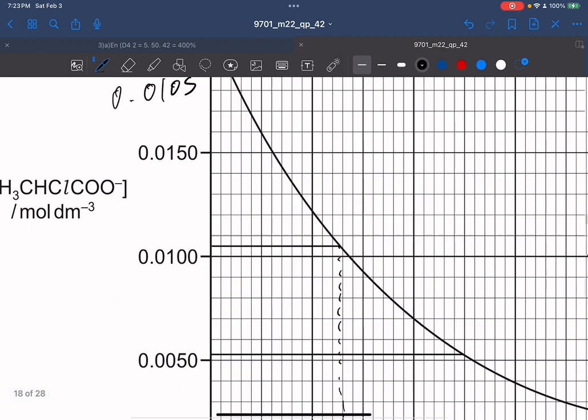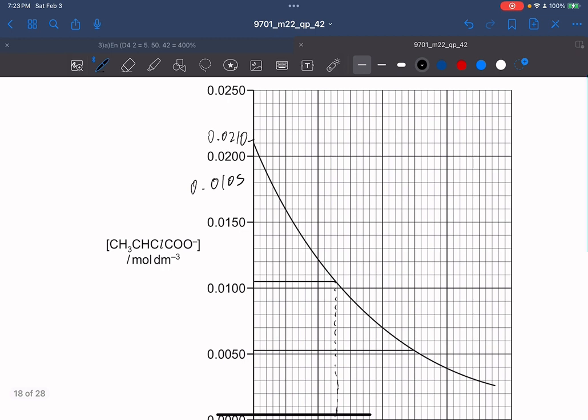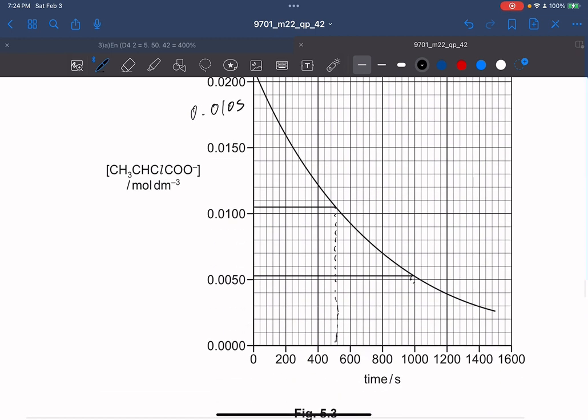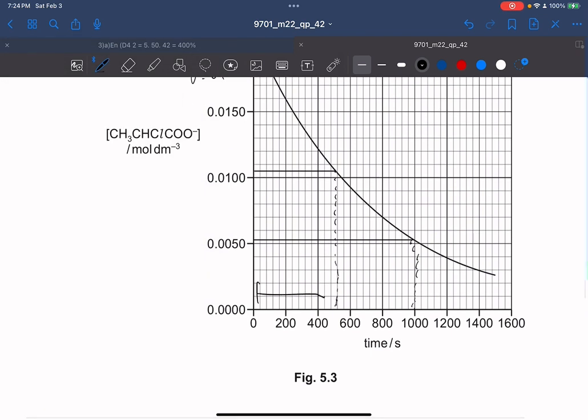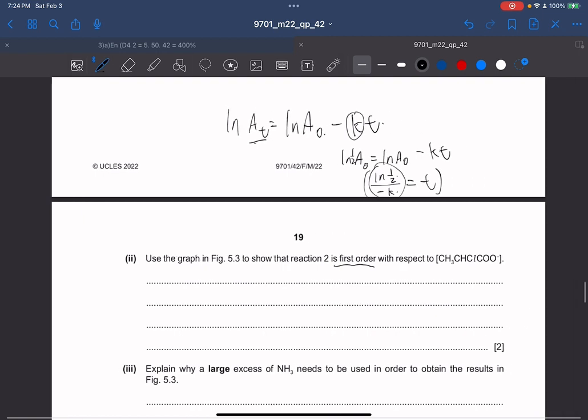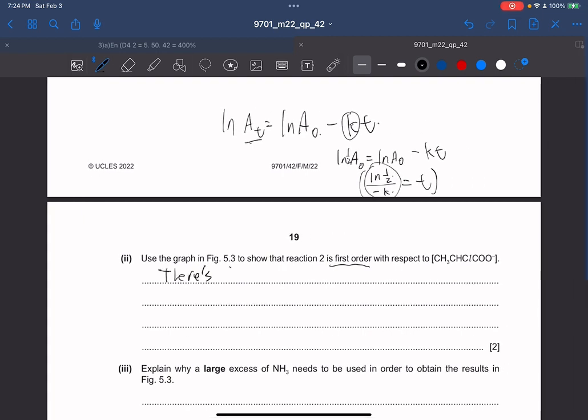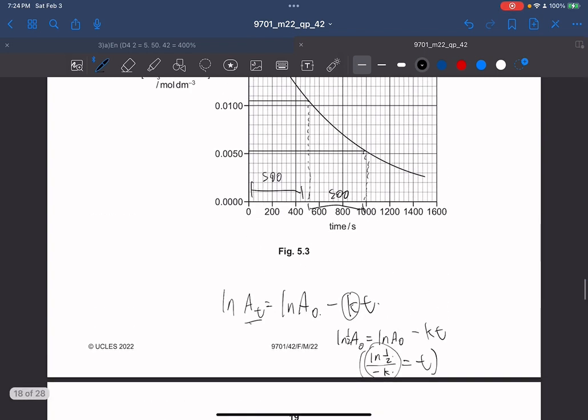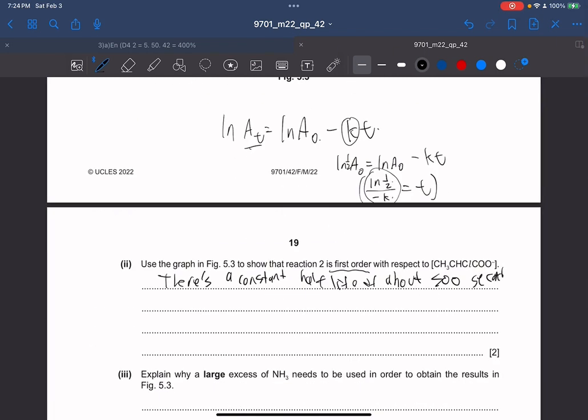Again, we're looking at half-lives. So where is it? Okay, here we can already see it. It's basically 500 seconds here. My line isn't exactly the straightest, but you can see it's 500 seconds on both sides. So there's a constant half-life of about 500 seconds. Yeah, 500 seconds. Okay, next question.